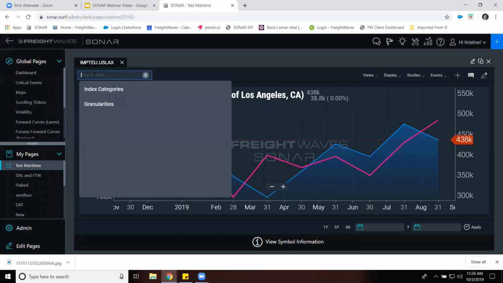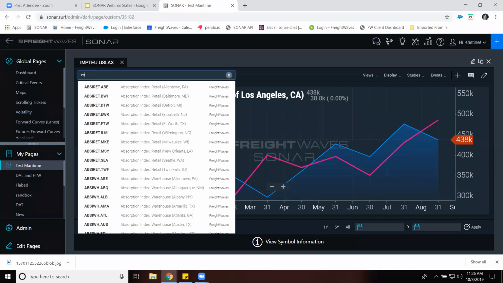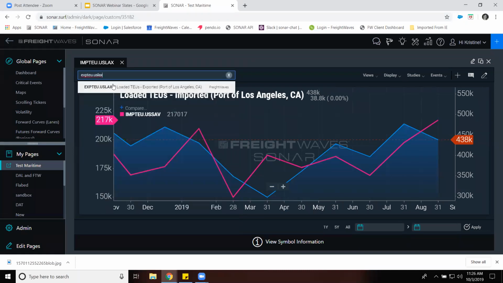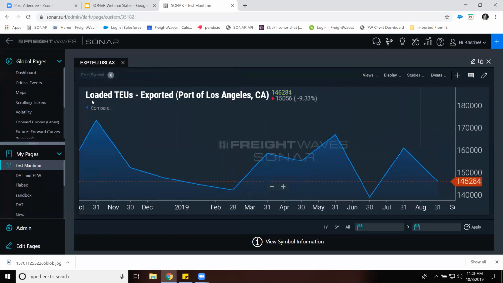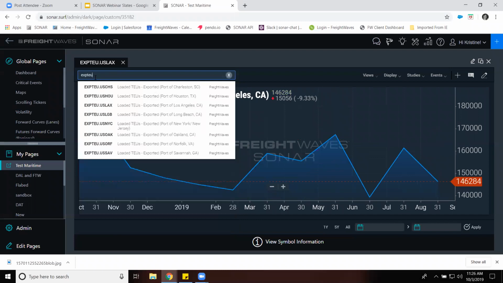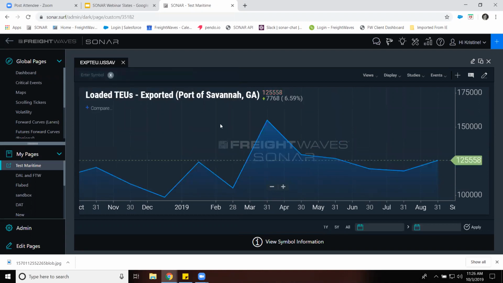But we also have export TEUs. So right when you see IMP TEU, if you look at EXP TEU, you'll see the export statistics. So these are loaded exports for Los Angeles. If you look at XPTEU.USSAV, you're going to see the loaded TEUs exported out of Savannah as well.